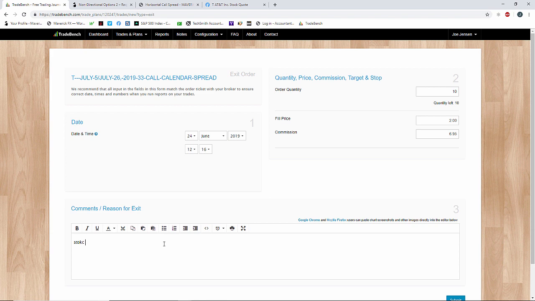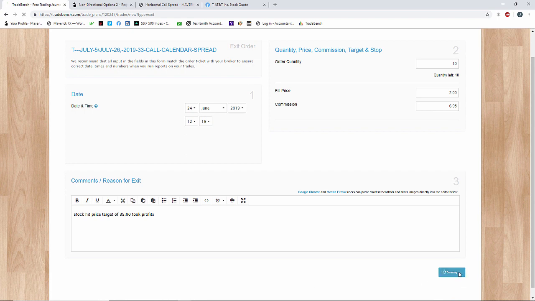Stock hit price target of $35. There you go. Took profits. Whatever you want to put, whatever happened. Go ahead and hit submit. And you can see that we made a really good job on the remaining difference.